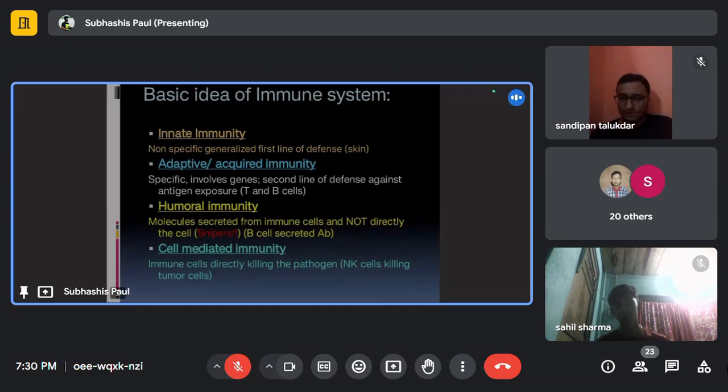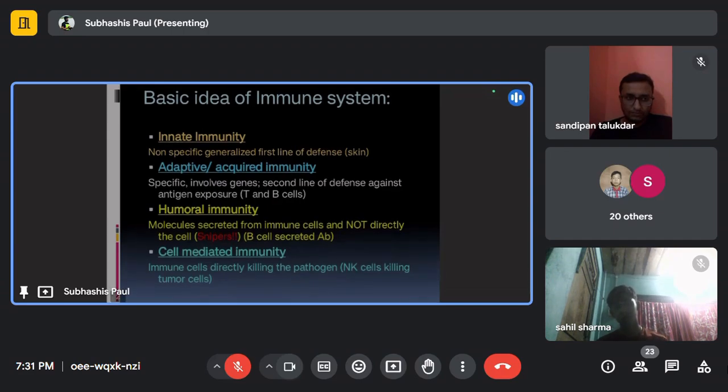The second most important kind of immunity we have got is the adaptive or acquired immunity. This is a specific kind of immunity, often involving genes, the genes related to the immune system. This is the second line of defense against the antigen exposure. It is generally mediated by T cells, B cells, and to be precise, any of the WBCs we have got, they have their specific kind of role.